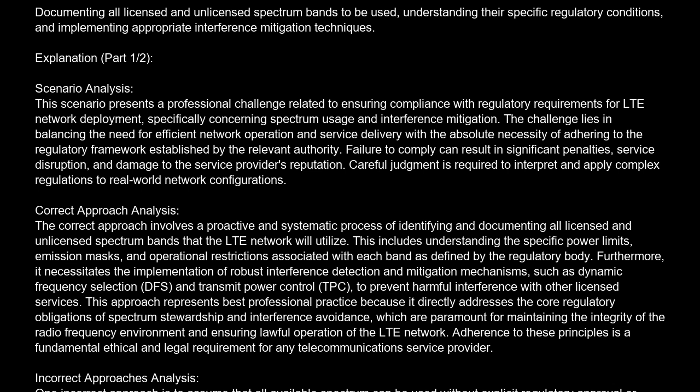This approach represents best professional practice because it directly addresses the core regulatory obligations of spectrum stewardship and interference avoidance, which are paramount for maintaining the integrity of the radio frequency environment and ensuring lawful operation of the LTE network. Adherence to these principles is a fundamental ethical and legal requirement for any telecommunications service provider.